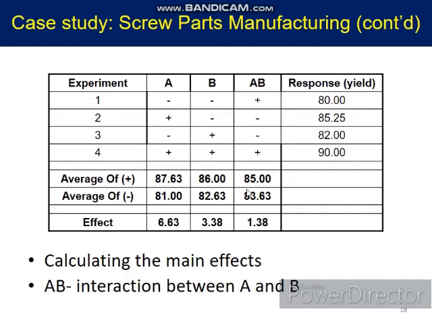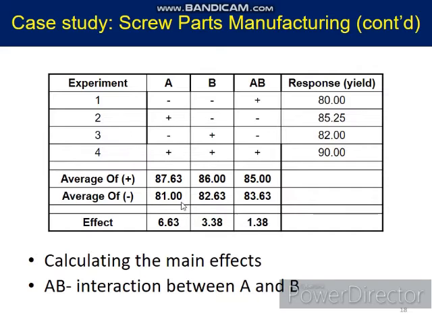And again, for the interaction column, the average of the pluses is the first and also the fourth run. So 80 plus 90 divided by 2, you get 85. And the minus is 85.225 plus 82 divided by 2, you get 83.63. The effect of the interaction is the difference between the two, which is 1.83. So this is how you calculate the main effect and interaction effect between A and B.